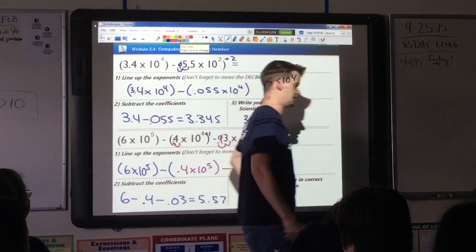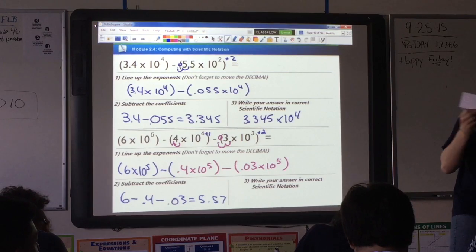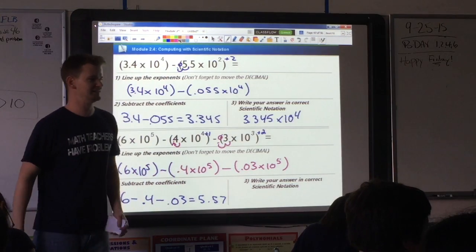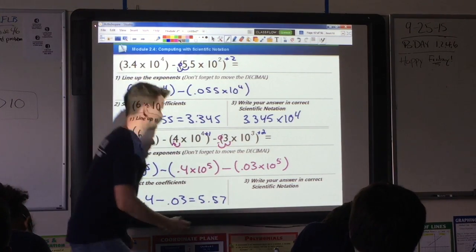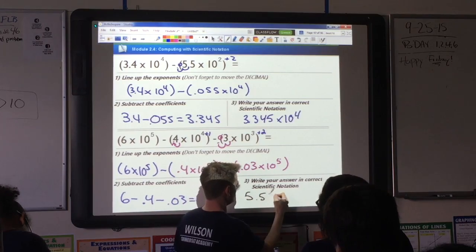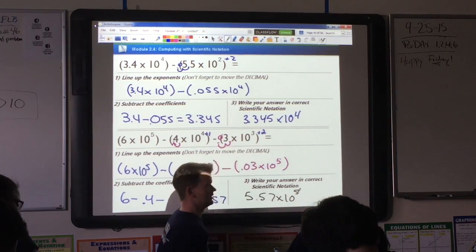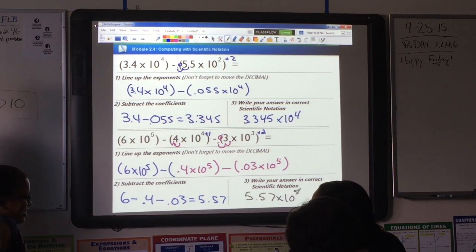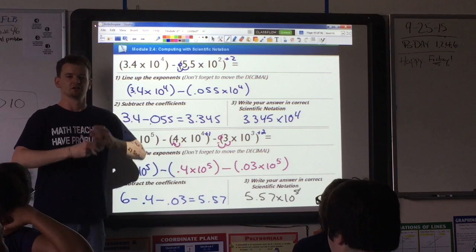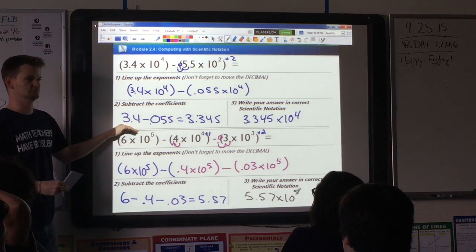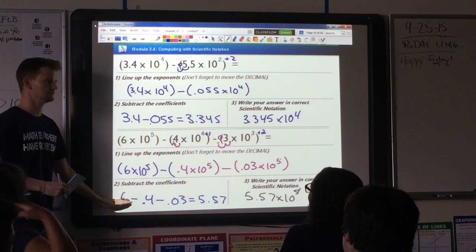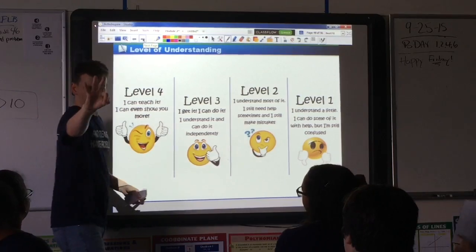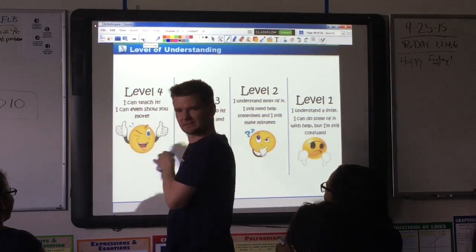We're going to write out a final answer in correct scientific notation. Lucas, what's my answer in scientific notation? That's 5.57 times 10 to the power of 5. 5.57 times 10 to the power of 5. Questions here? No. You sure? Yes. Okay.